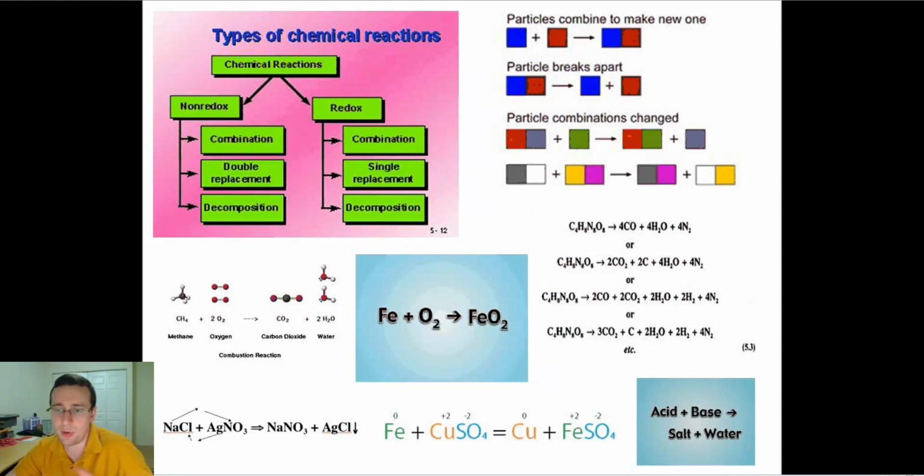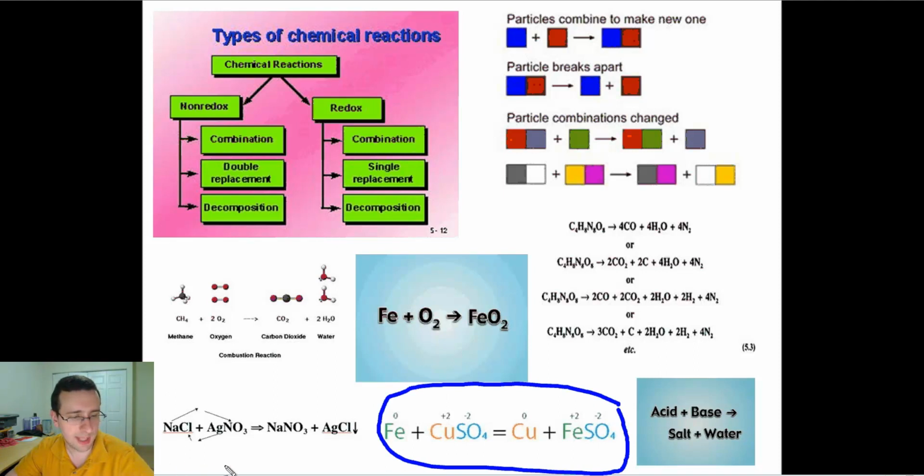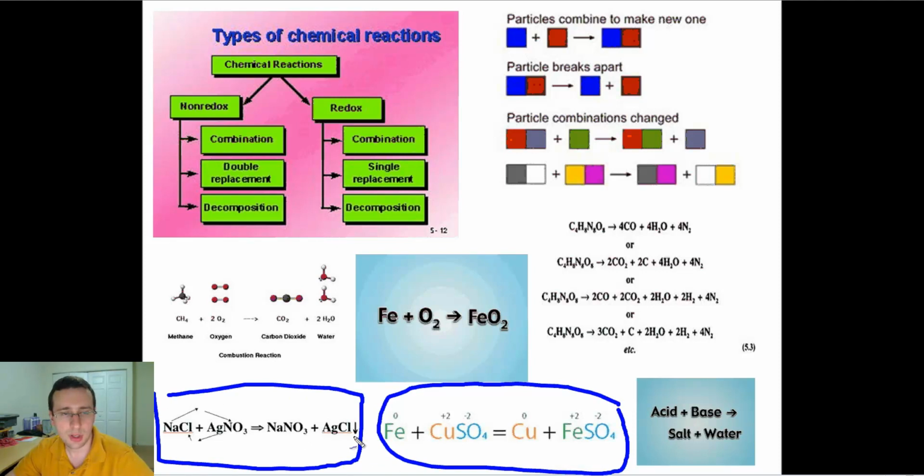You also have reactions in which particles are exchanged or changed positions. And the most common examples are single or double replacement. So you see this one here is a single replacement where one atom switches places with another one within a compound. And the second one is a double replacement. So you see here an example of a replacement, and here in the square you see an example of a double replacement. And look at that, the arrow down. It means it's going to precipitate and fall out of the solution.